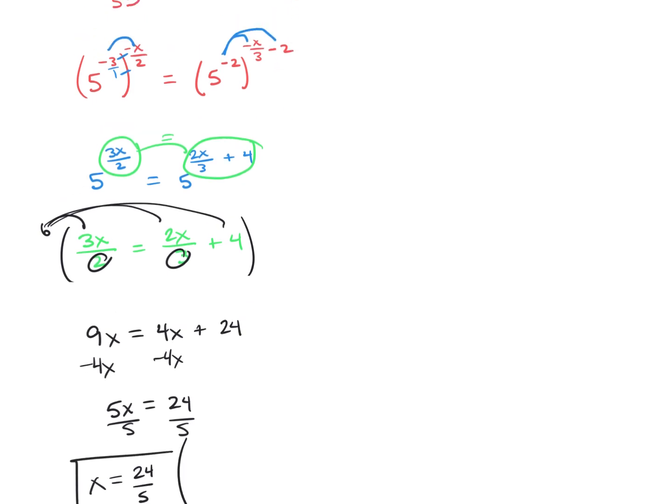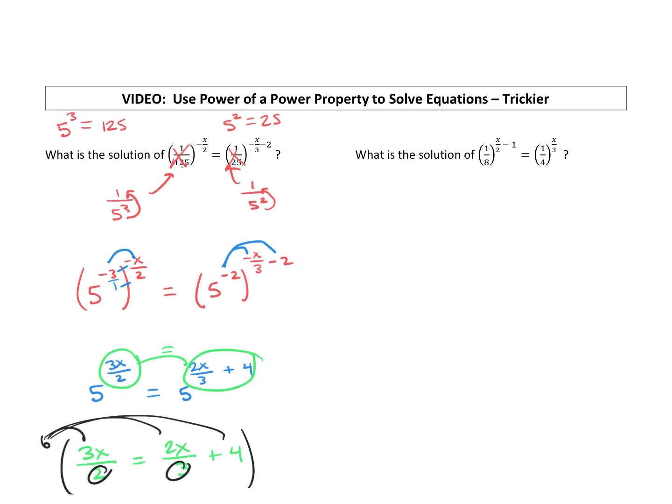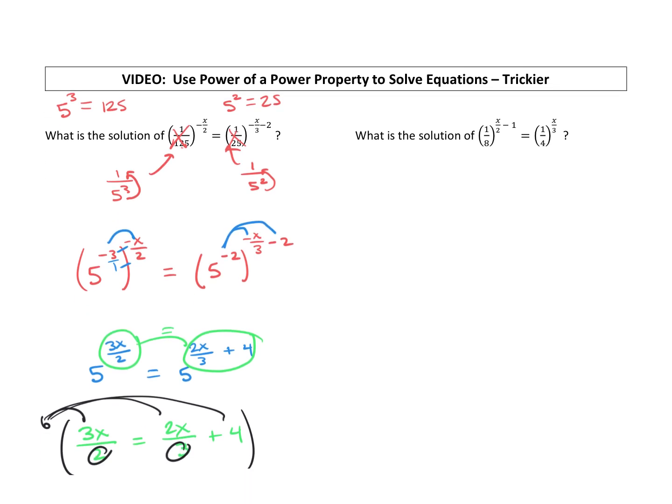Okay, one down, one to go. So this one is going to be the same idea. We're going to manipulate how it looks so that we can use our exponent properties to solve. So we have 1 over 8 and 1 over 4. I can't rewrite 8 as a power of 4, like 4 to the second power is 16, but I can rewrite both of these as powers of 2. So here's how that's going to look.